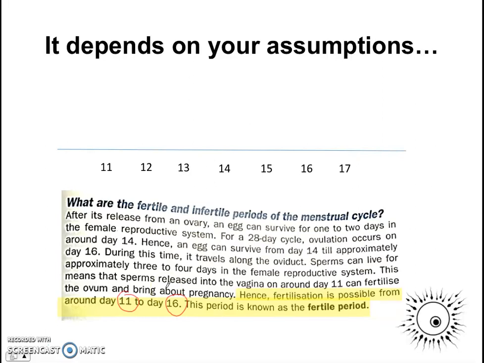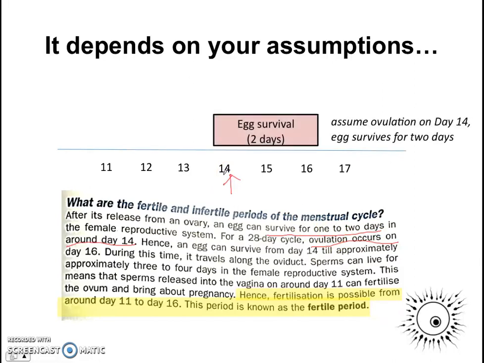Well, I think that different textbooks and different sources have different answers. And that's because they make different assumptions. So let me explain that. Your textbook assumes that ovulation occurs on day 14 and that an egg can only survive for 1 or 2 days. So, if ovulation takes place on day 14 and the egg can only survive 2 days, then the latest time for fertilization will be day 16. So that's how they get day 16.